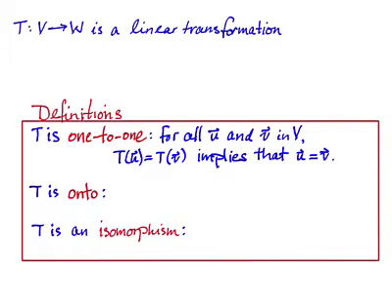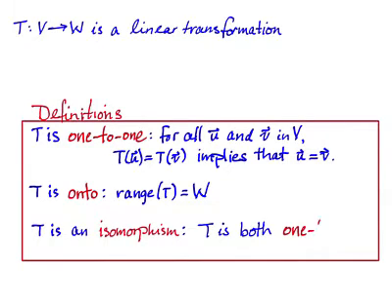And T is onto means that the range of T is all of W. It's the whole codomain. Everything in W gets hit at least once by something in V. And then we say that T is an isomorphism if it's both one-to-one and onto. Let's look at a couple of pictures to visualize some of these things.